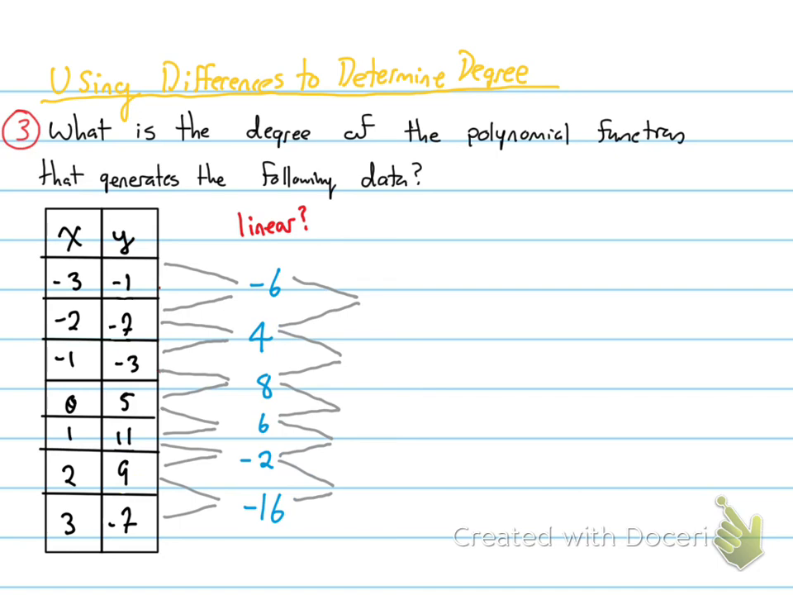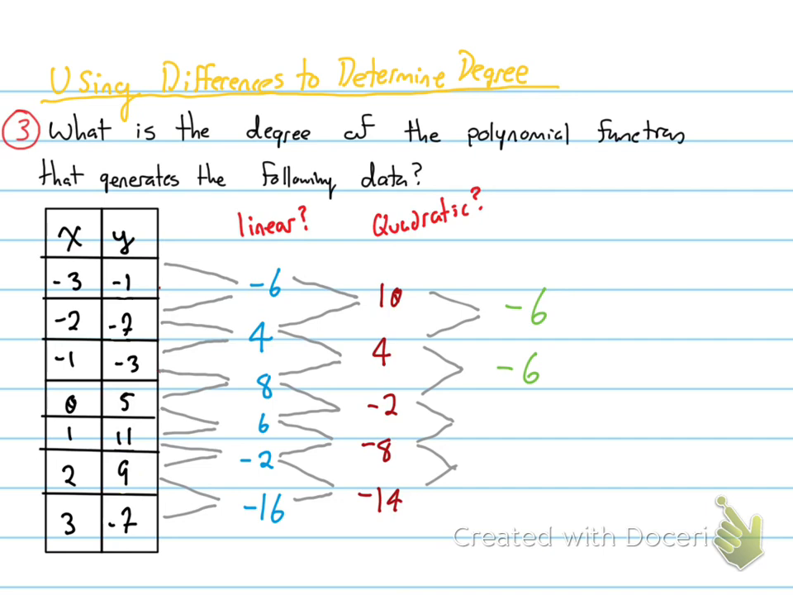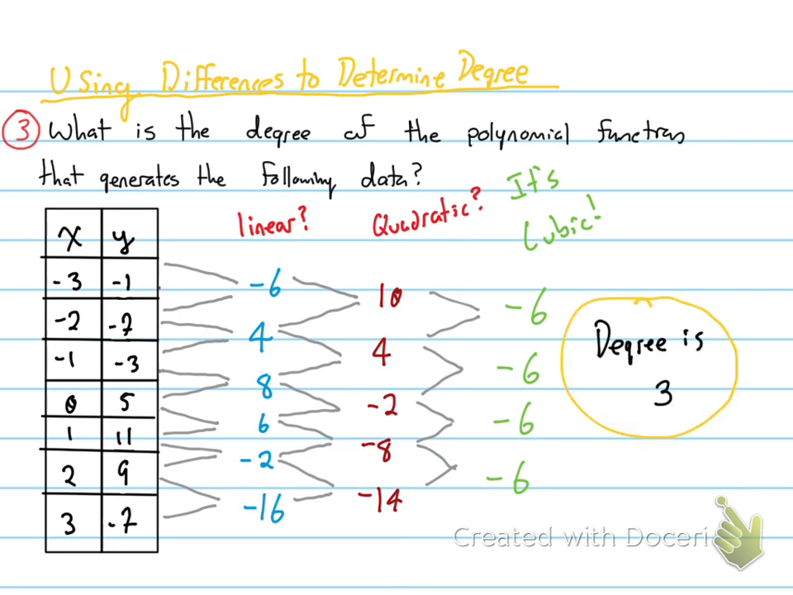I look at the differences of these values. Going from -6 to +4 is +10. Going from 4 to 8 is +4. 8 to 6 -2, -8, and -14. If all of these values were the same, I would say this is quadratic. Clearly they're not, so I need to do this again. Going from 10 to 4, I have -6. 4 to -2, I have -6. -2 to -8, -6. And -8 to -14, -6. So all of these values are the same, so I could say that this is a cubic function, or finally, the degree of this polynomial function is 3.